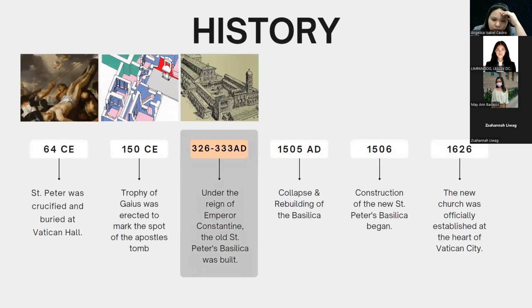under the reign of Emperor Constantine, the old St. Peter's Basilica was built. Yung old St. Peter's Basilica, yung original Basilica ng St. Peter's in Rome, ito yung naka-basilica plan.